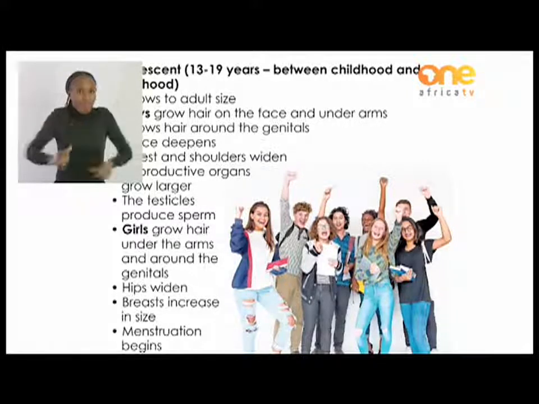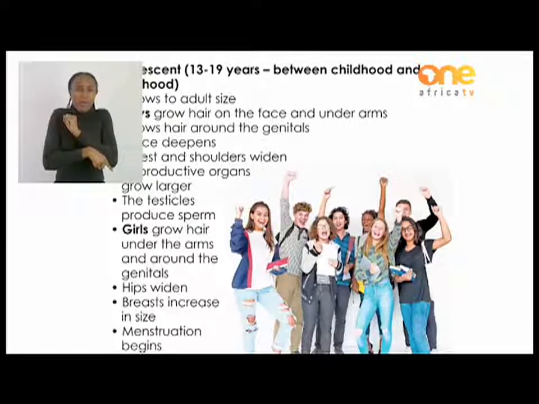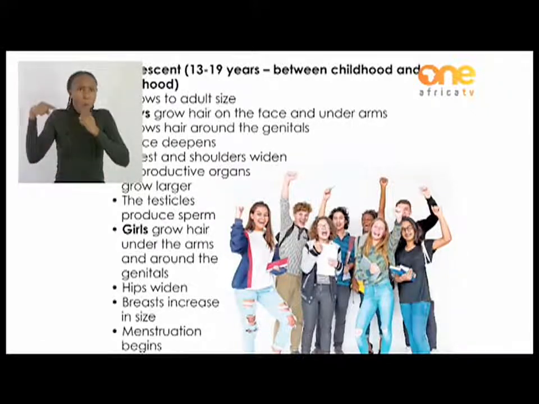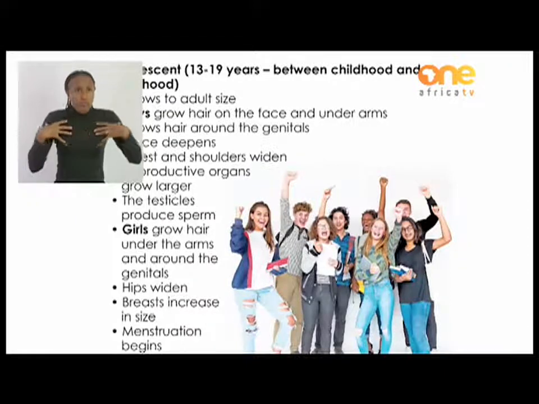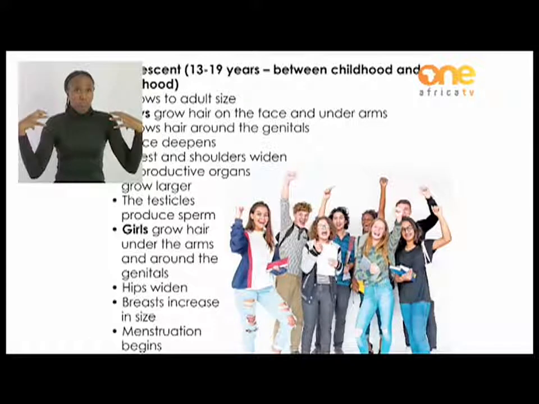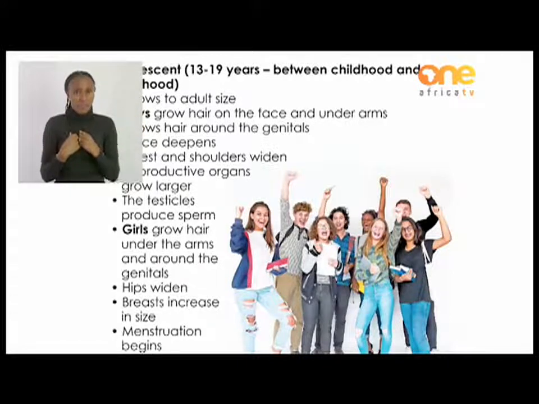Their voices deepen. Their voices become deeper. My voice was not like this when I was a boy. But when I became a teenager, I got this voice. The chest and the shoulders widen. You realize that the shoulders of the boys become broadened. It moves out of the neck. The reproductive organs grow larger. It means their genital parts become bigger.